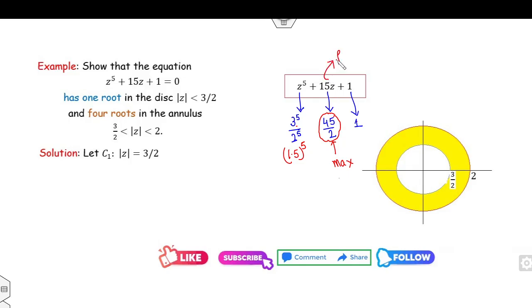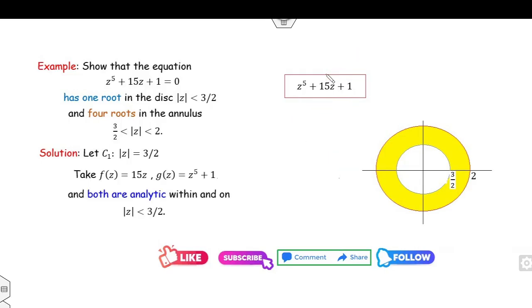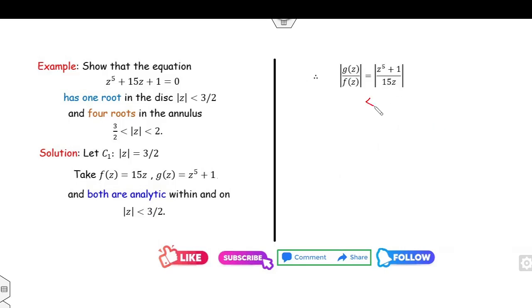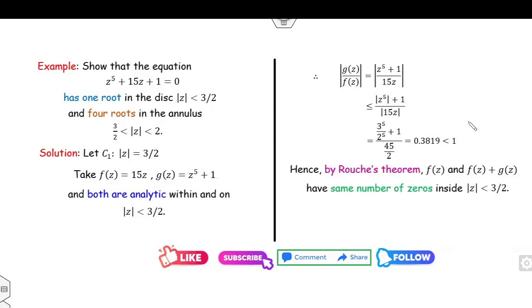So 15z is my f of z, and the remaining is my g of z. You can calculate g over f, which is less than mod of z raised to power 5 plus 1 divided by 15 into mod of z. I can substitute the value. It is 1.5 raised to power 5 plus 1 over 45 divided by 2. Now you can calculate this value. This number will be 0.3819, and you can see this is less than 1. Therefore, by the Rouche theorem, both f and f plus g have the same number of zeros.